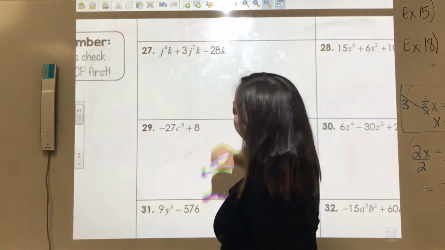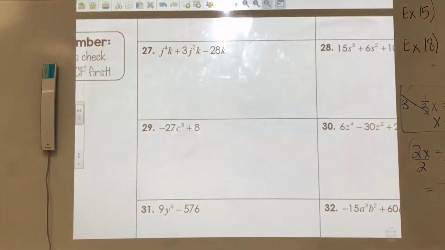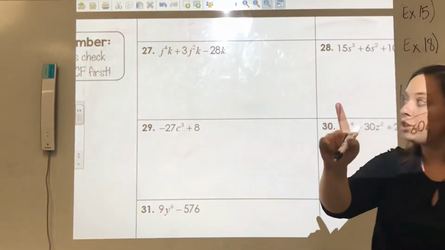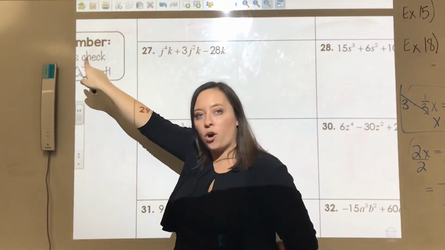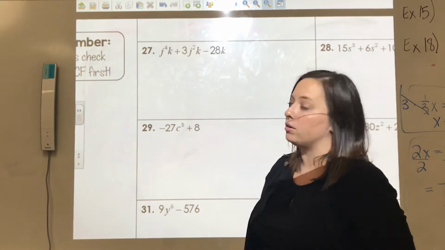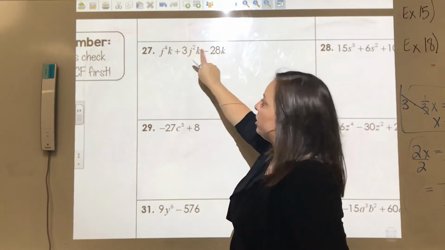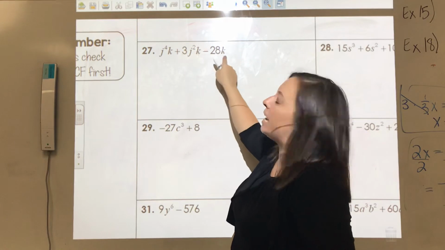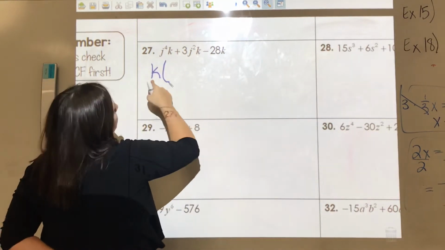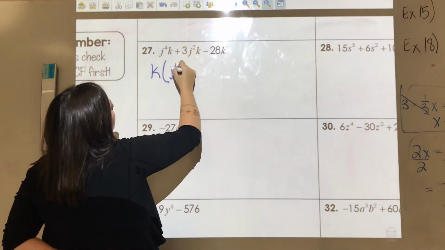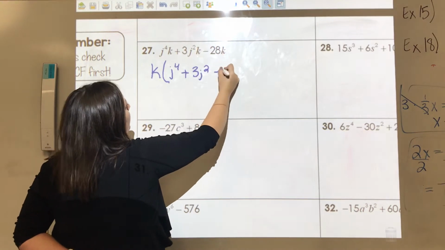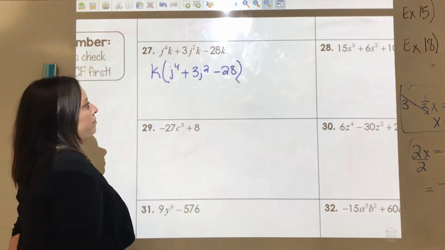Okay, number 27. So we have 3 terms. The first thing you need to do each time, it says right here, always check to make sure you can get a GCF first before you do anything else. Well, it looks like we have no j's in common in all 3 terms, but we do have a k in common in all 3 terms. So let's factor out a k. Once I factor out a k, I'm left with j to the 4th plus 3j squared minus 28.